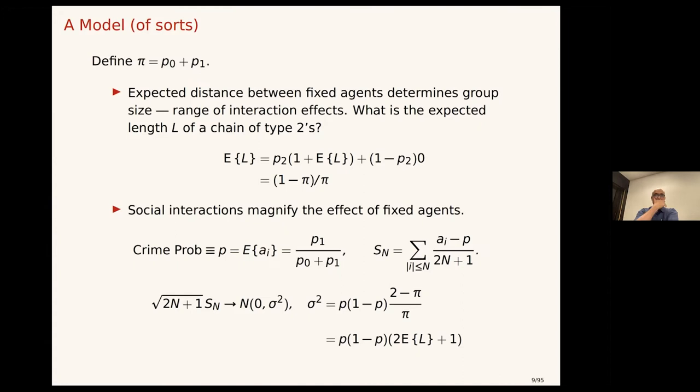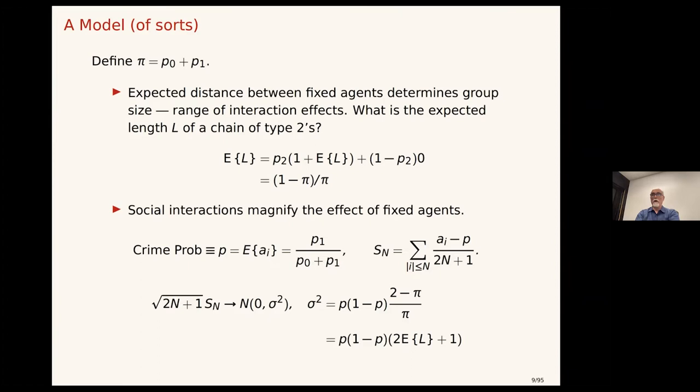What we're interested in, a key variable for us, is going to be the expected distance between agents. So if a given individual is a saint, how long a chain of saintly behavior does that person kick off? If another person is a criminal, how long a chain of criminality does she kick off? So what is that expected length of that chain? We can compute this. I've done the calculation here, and I'm not actually going to talk my way through calculations in this talk. You can go back and look at these calculations on your own.